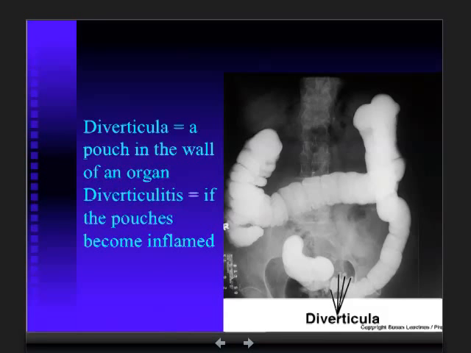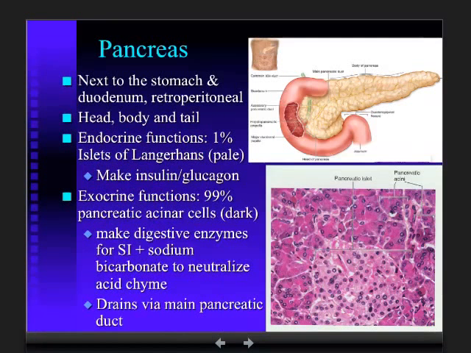Let's shift gears and say a little bit about the pancreas and maybe even something about my friend the liver, an organ I spent way too many years working on in my graduate school work. So the pancreas, where did we say it sits?